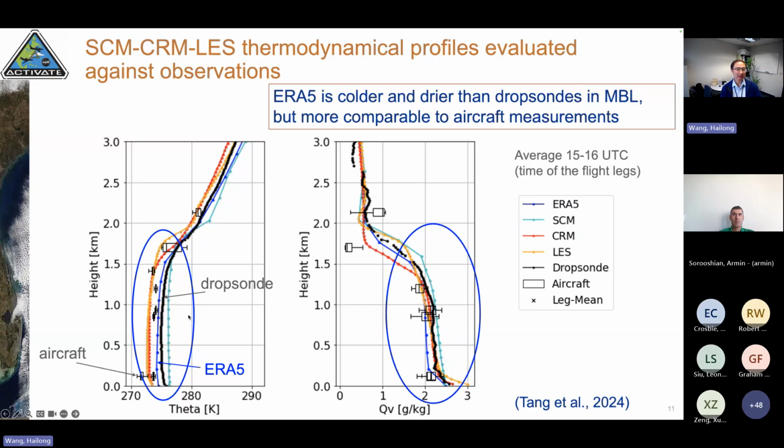The key finding of this comparison is that in the boundary layer, ERA5 is colder and drier than the dropsonde measurements, but more comparable to the aircraft. You see that even the dropsondes and aircraft don't quite agree with each other. It is not surprising because in this case there is very strong spatial variability. Given that, we wouldn't think the model difference is a big problem for using the single column model to study the SEI in this case.